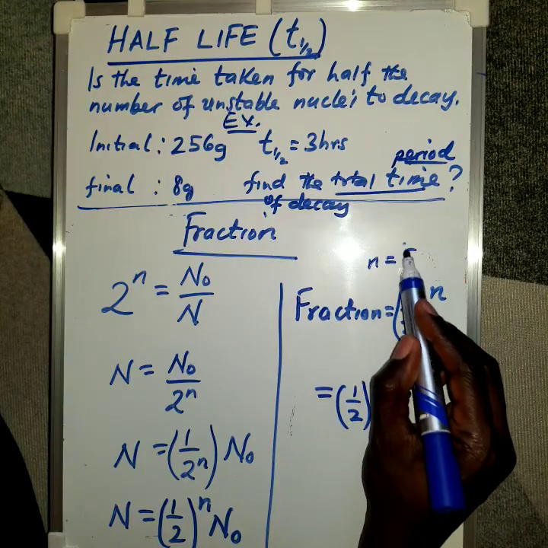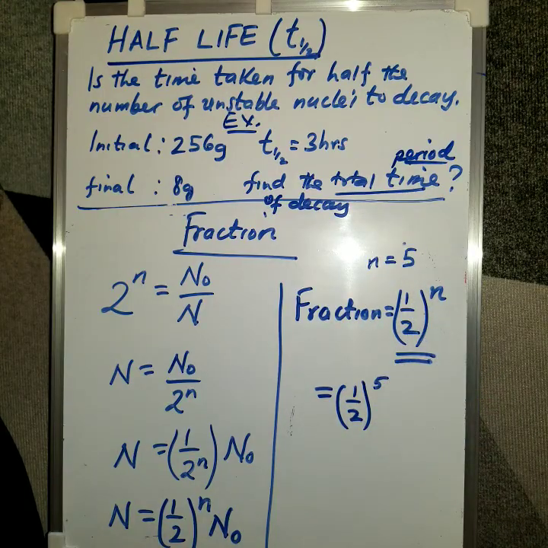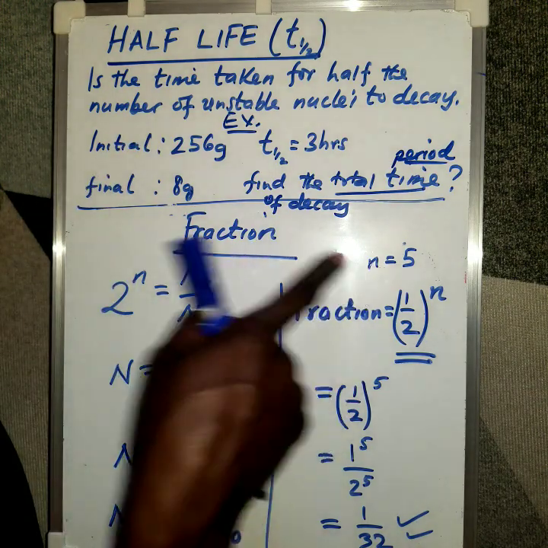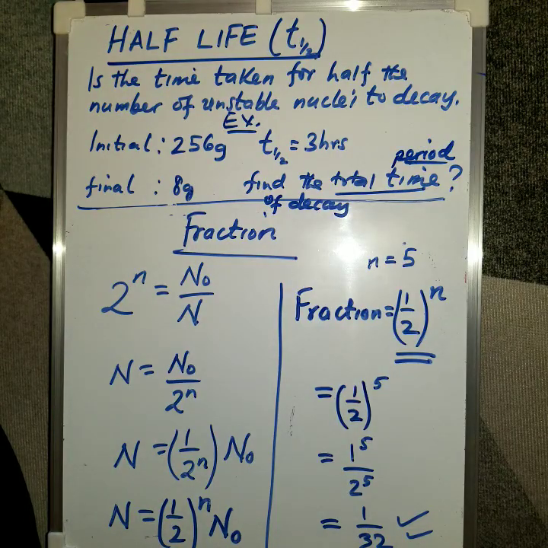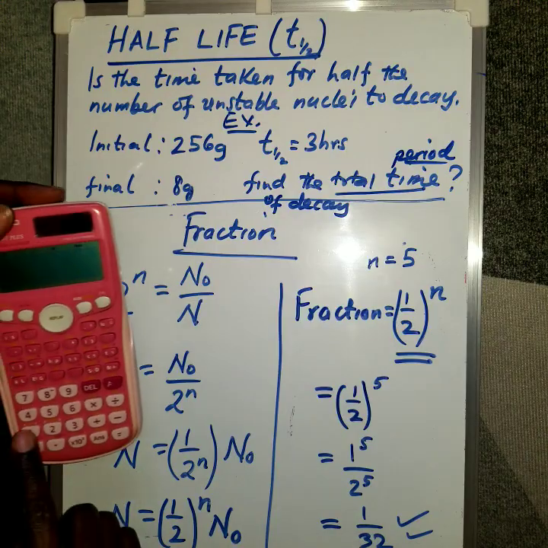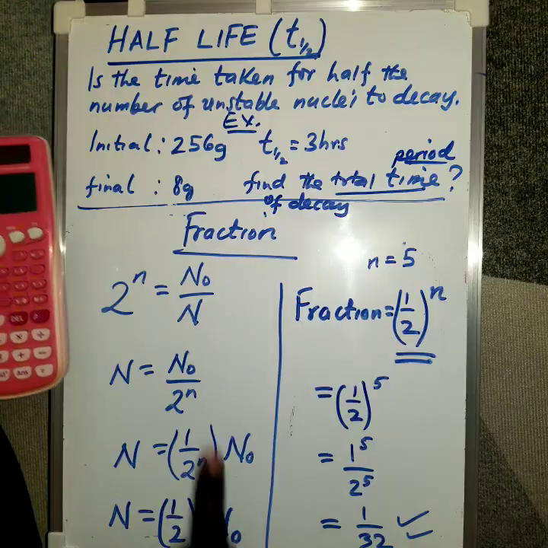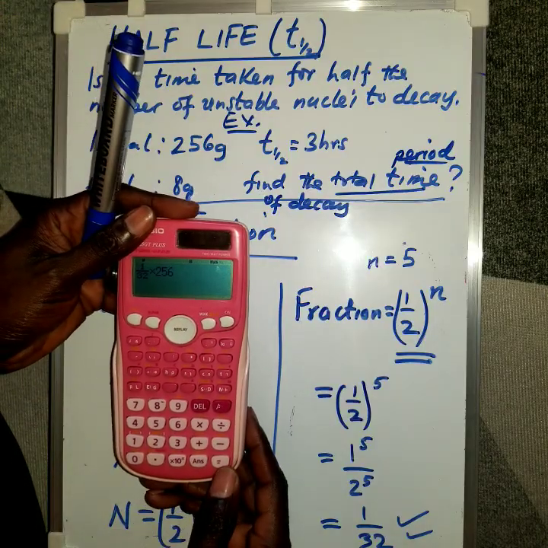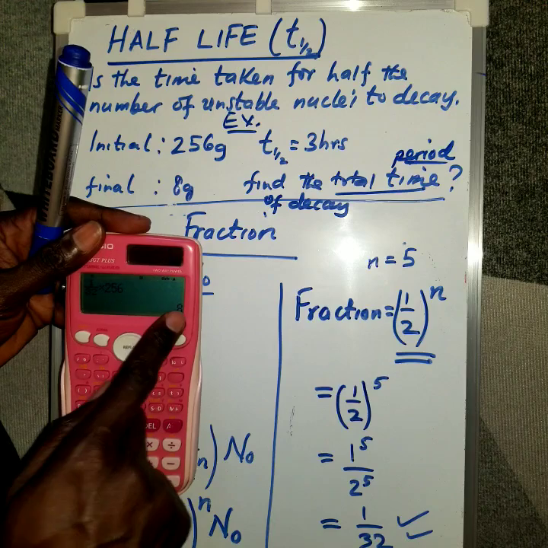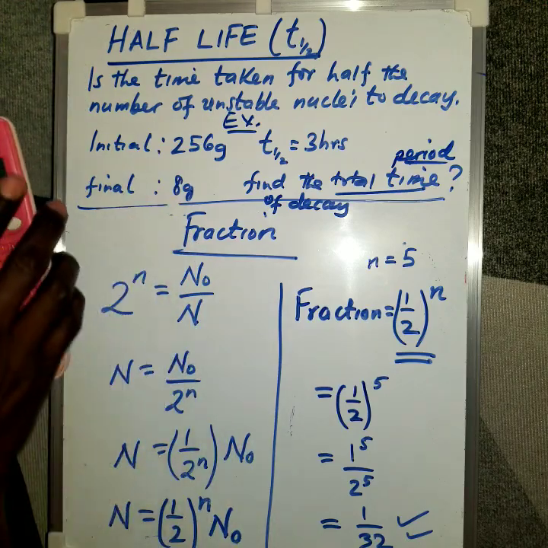Remember, the value of n, the number of half-lives, was 5, so it is going to be raised to the power 5. That will give me 1 to the power 5 over 2 to the power 5, which is 1 over 32. So the fraction that would remain after that number of decays is going to be 1 over 32. But if you wanted to know the actual amount, you can get that same 1 over 32 and multiply by the initial, what you started with, which is 256, and it will give you 8 grams. So that's the 8 grams that we have there.